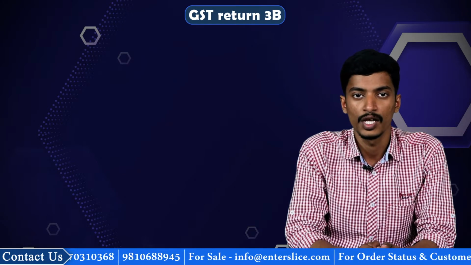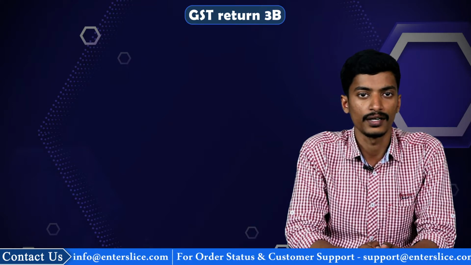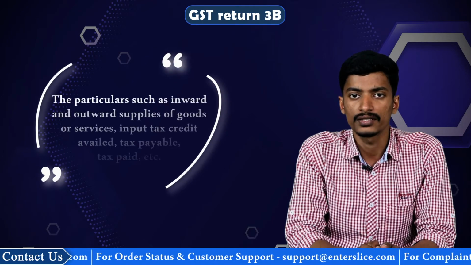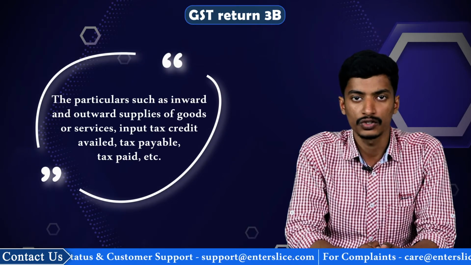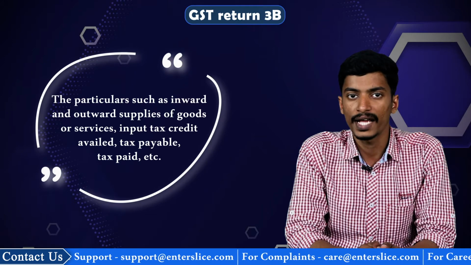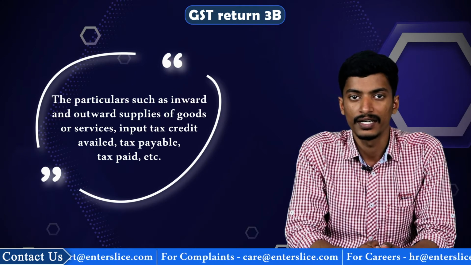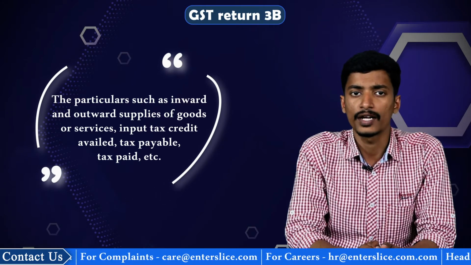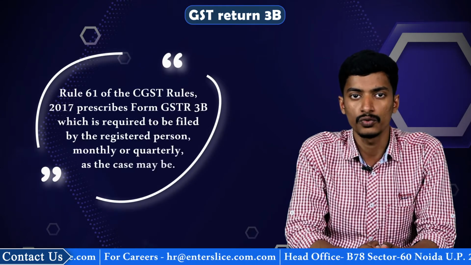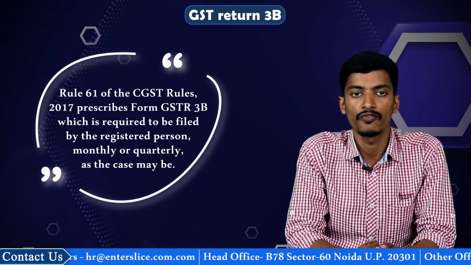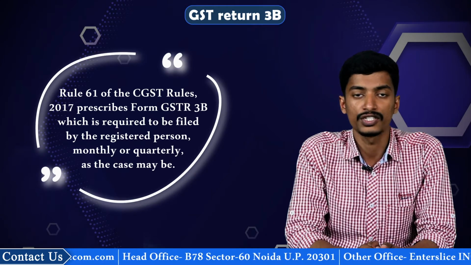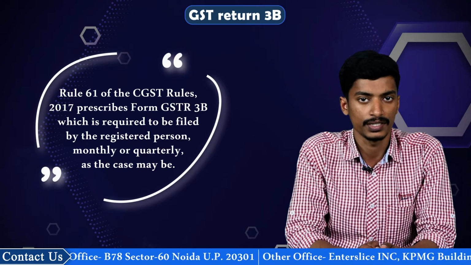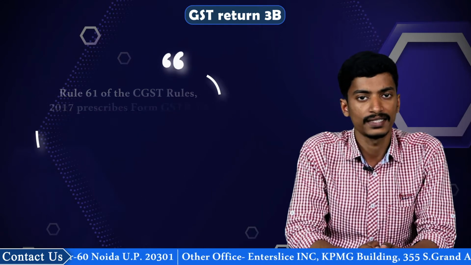Section 39 of the CGST Act 2017 provides that every registered person is required to file a monthly return electronically. The particulars such as inward and outward supplies of goods or services, input tax credit availed, tax payable, tax paid, etc. are required to be declared in such return. Rule 61 of the CGST Rules 2017 prescribes Form GSTR3B, which is required to be filed by the registered person monthly or quarterly as the case may be.